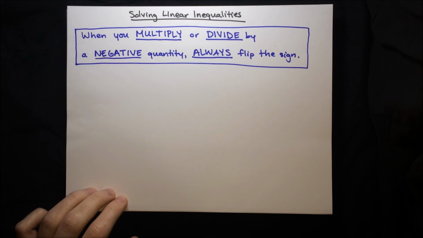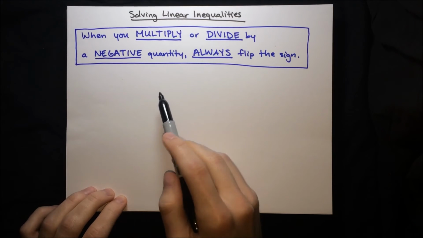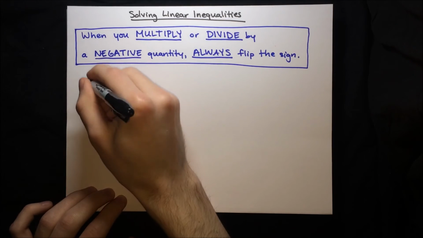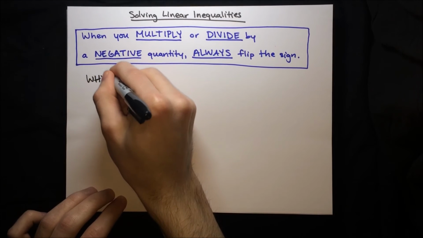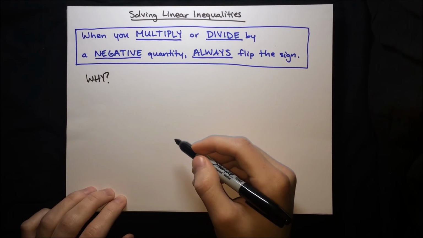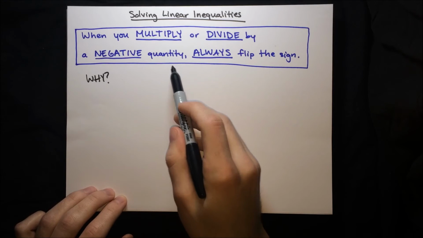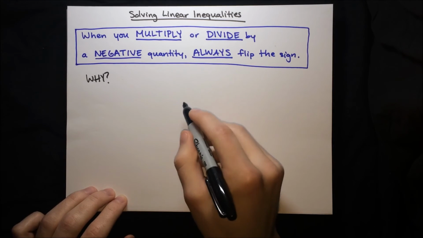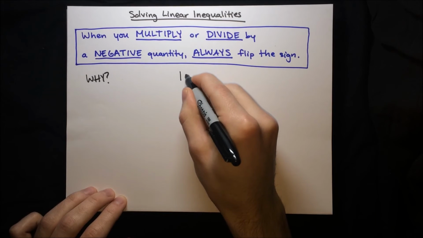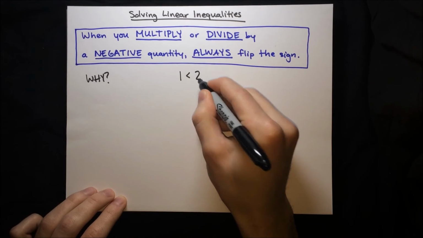Now let's talk about why this rule is true. We know how to use this rule, but why? Why do we even have to use it in the first place? So I think the best way to explain why this rule is necessary is to start off with a simple inequality. 1 is less than 2.